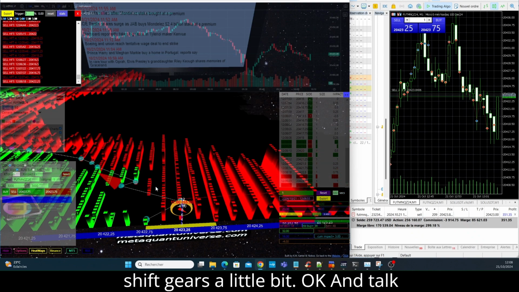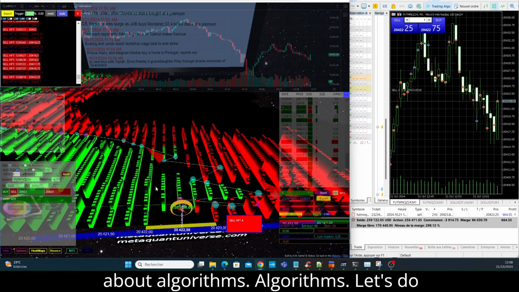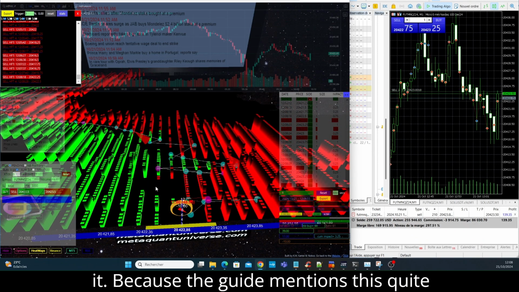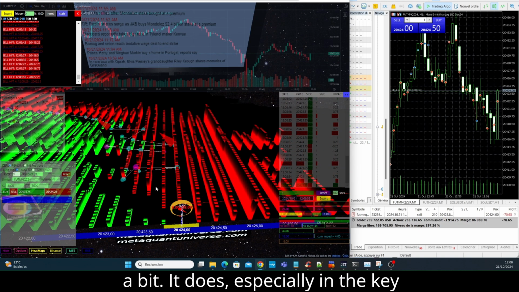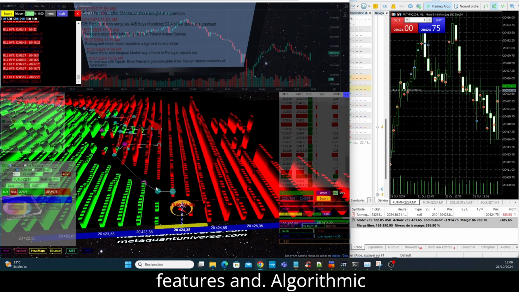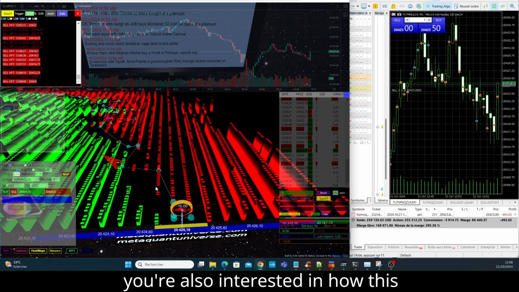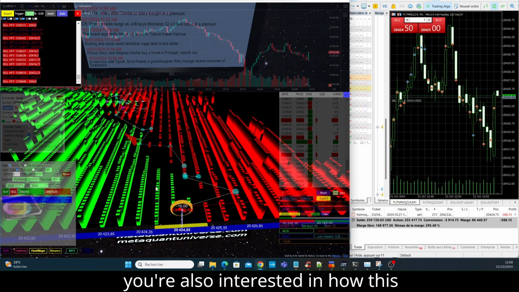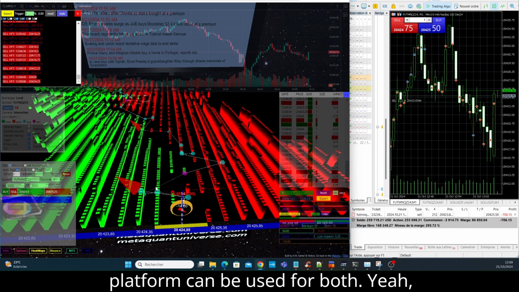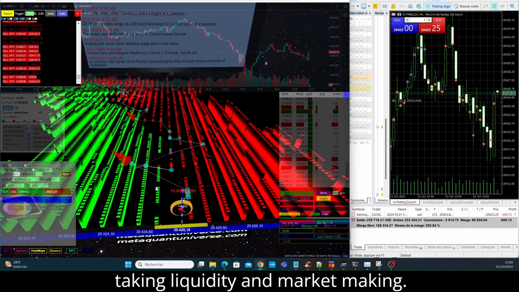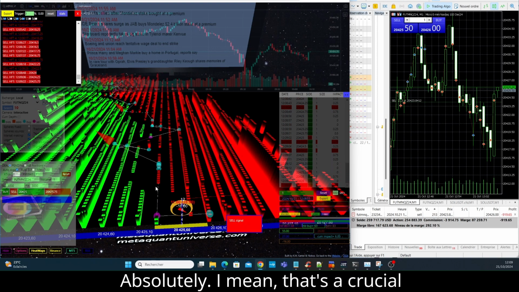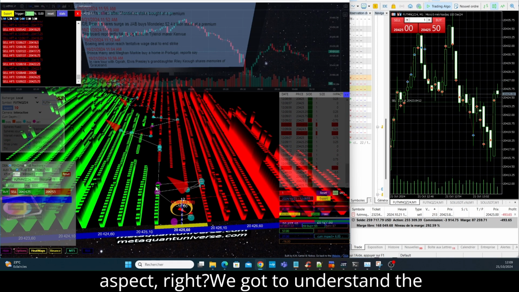All right, let's shift gears a little bit and talk about algorithms. Let's do it, because the guide mentions this quite a bit, especially in the key features and algorithmic trading integration sections. And I know you're also interested in how this platform can be used for both taking liquidity and market making. Absolutely. That's a crucial aspect, right? We've got to understand the bigger picture here.